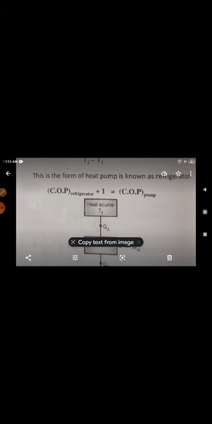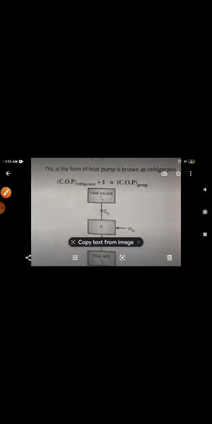Now here is an important equation: coefficient of performance of refrigerator plus 1 is equal to coefficient of performance of heat pump operating in the same cycle. Here you have been given the refrigerator, and here we end the second law of thermodynamics.